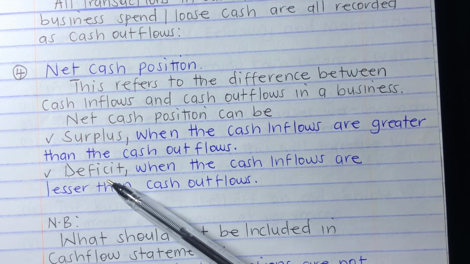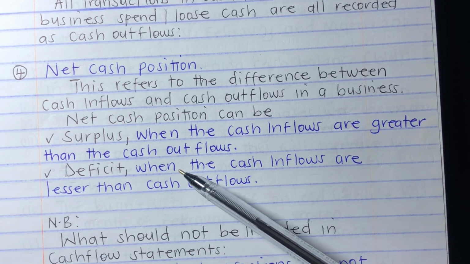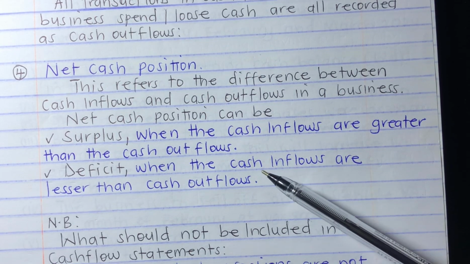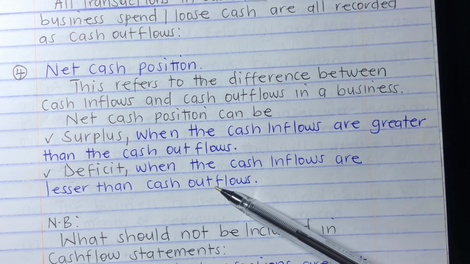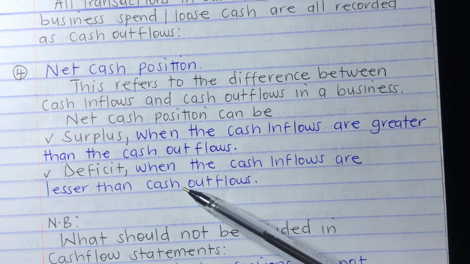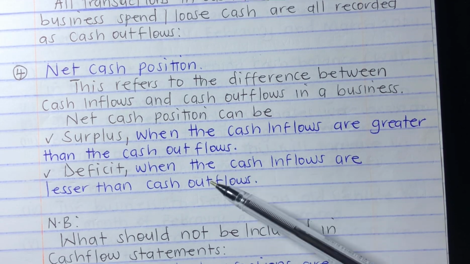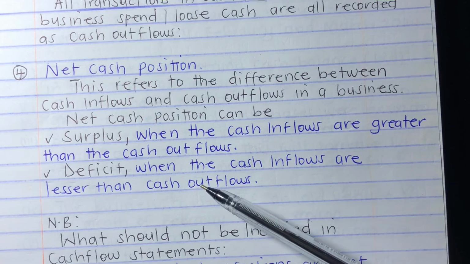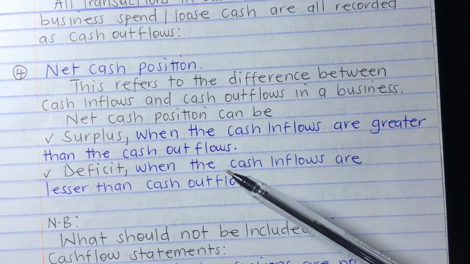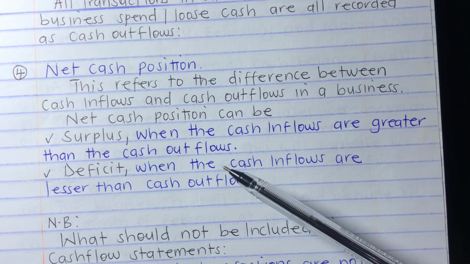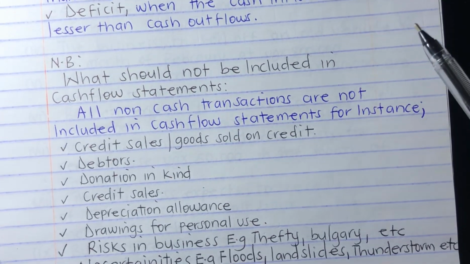Then you are also going to have a deficit net cash position. Here it means the business has less cash inflows than cash outflows. In this regard, the business has spent more money, or has lost more money, than it has gained from its operations. That is the last component of a cash flow statement or a cash budget.